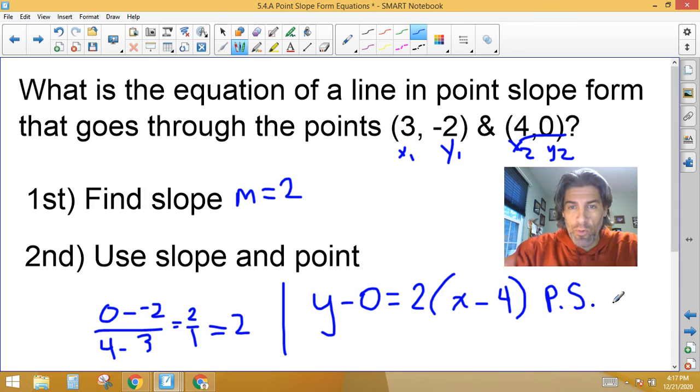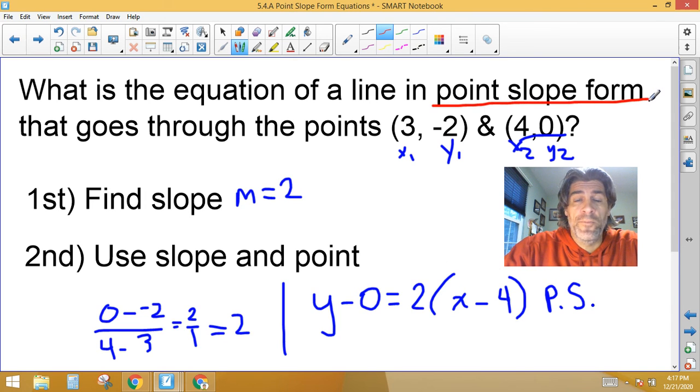If I wanted to put it in slope intercept form, this is perfect because there's nothing on this side. It's minus 0. So all I would need to do is distribute this 2, and I would have it in slope intercept form. Now it doesn't ask me for that. You have to pay close attention. It wants it in point slope form. The previous 2 problems went in slope intercept. Now that you know 2 different types, you have to make sure you're answering in the correct form.